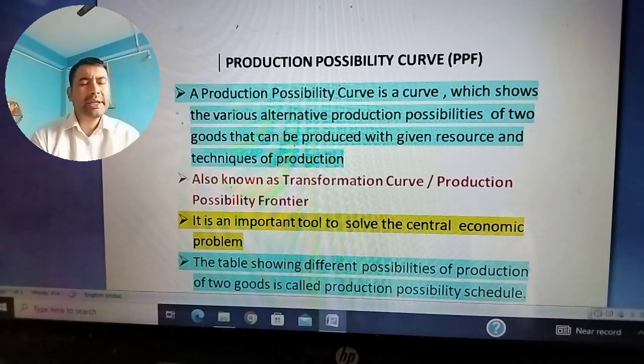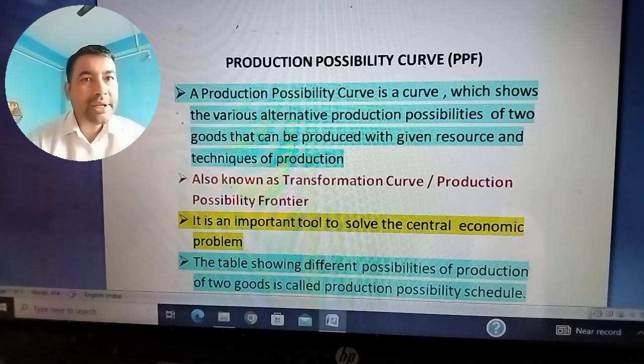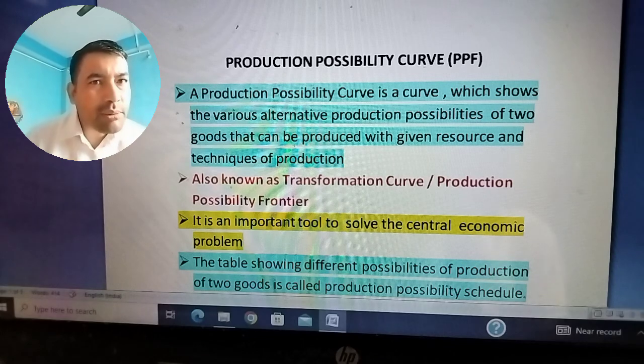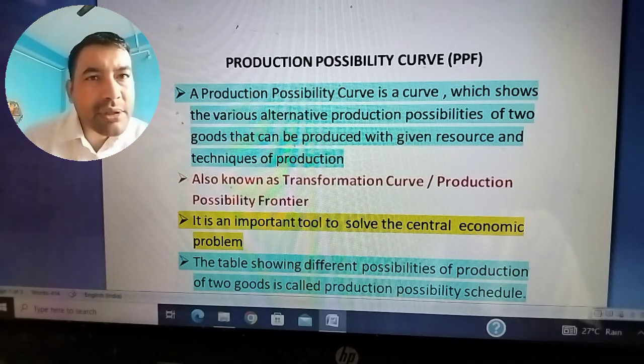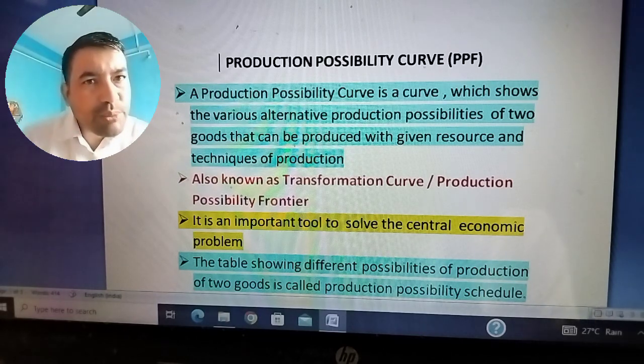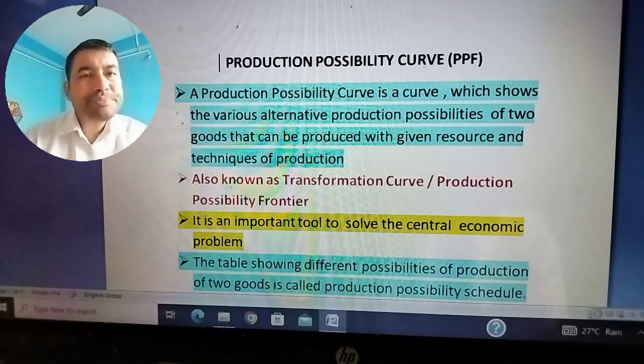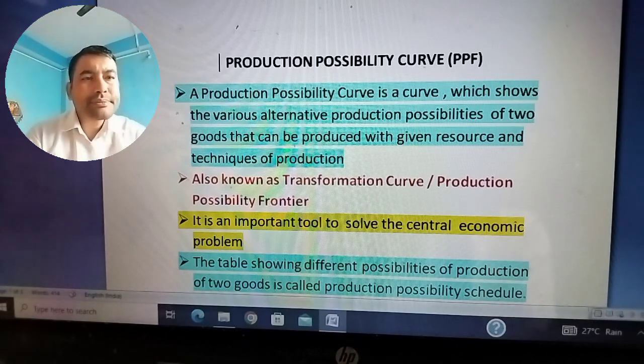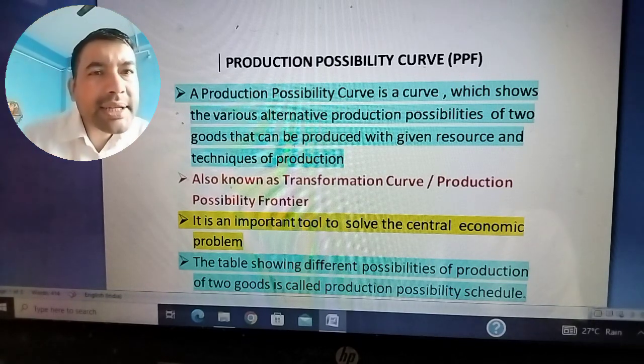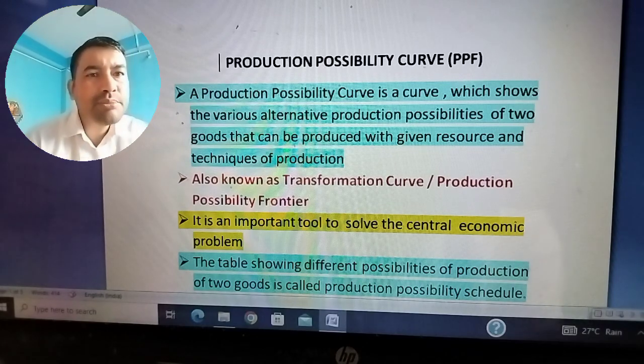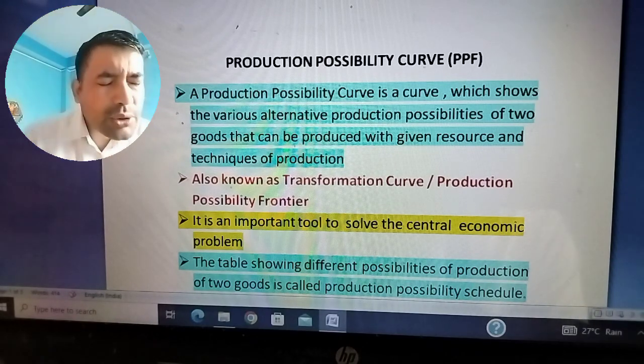A very important thing is, we know the central problems of an economic system, and this PPF is an important tool to solve the central problems of an economic system, because the central problem is what to produce, how much to produce. That is important. Okay, so how much to produce can be solved with the help of the production possibility curve.